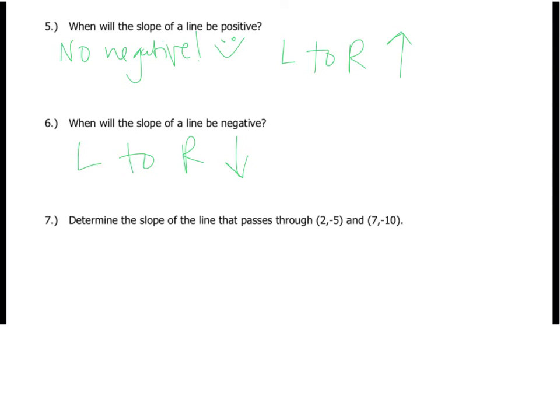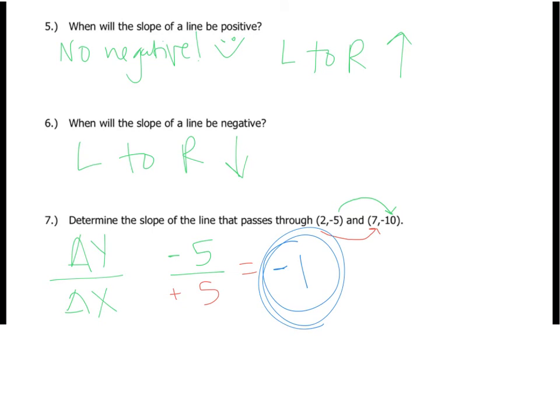Determine the slope of a line that passes through (2, -5) and (7, -10). So what you're doing is finding the change in y over the change in x. From -5 to -10, I went down 5. And then from 2 to 7, I went up 5. So -5 divided by +5 is -1. So my slope is -1. Please notice that I went from the first one to the second one, so my arrows are going in the same directions. You can't have arrows that are going opposite directions.